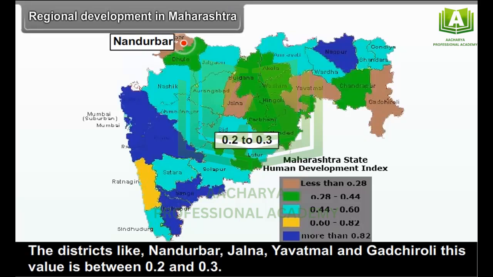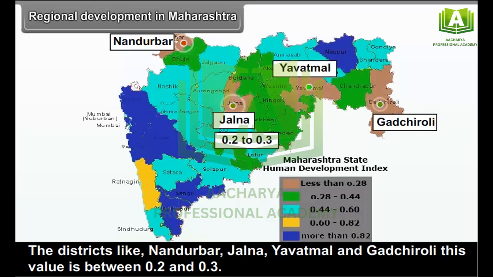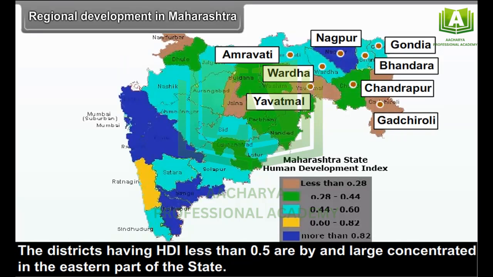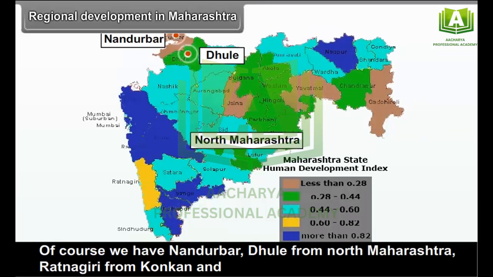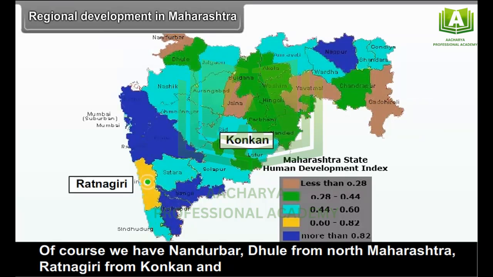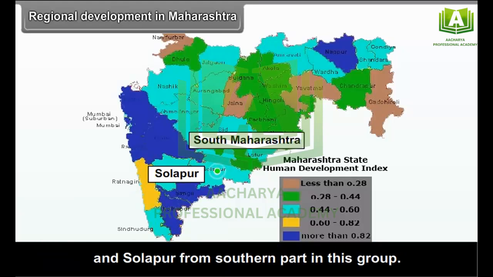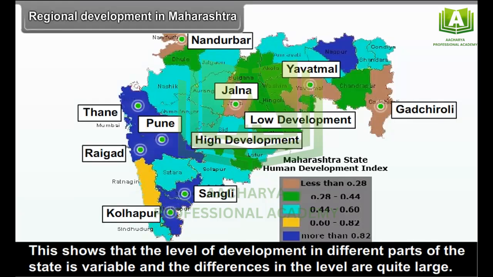The districts like Nandurbar, Jalna, Yavatmal and Gadchiroli, this value is between 0.2 and 0.3. The districts having HDI less than 0.5 are by and large concentrated in the eastern part of the state. Of course, we have Nandurbar, Dhule from North Maharashtra, Ratnagiri from Konkan and Solapur from southern part in this group.